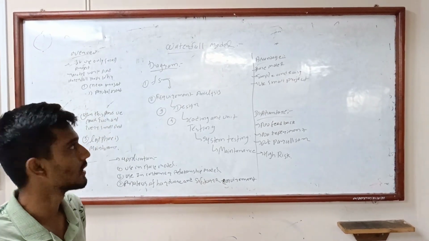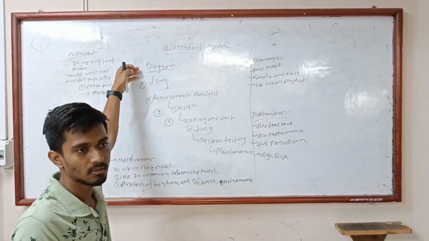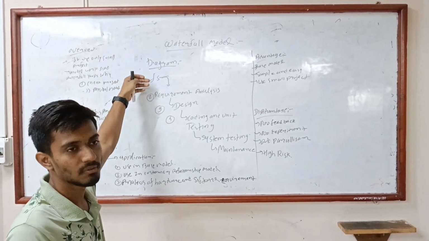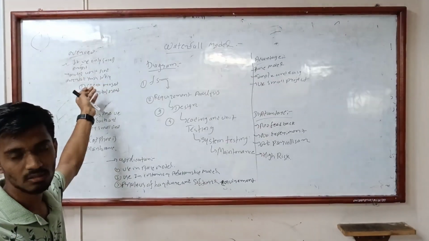And here we explain the waterfall model. First, we see the diagram. The diagram is split into 6 phases. The first phase is the feasibility study. In this phase, we check whether the project is feasible or not.